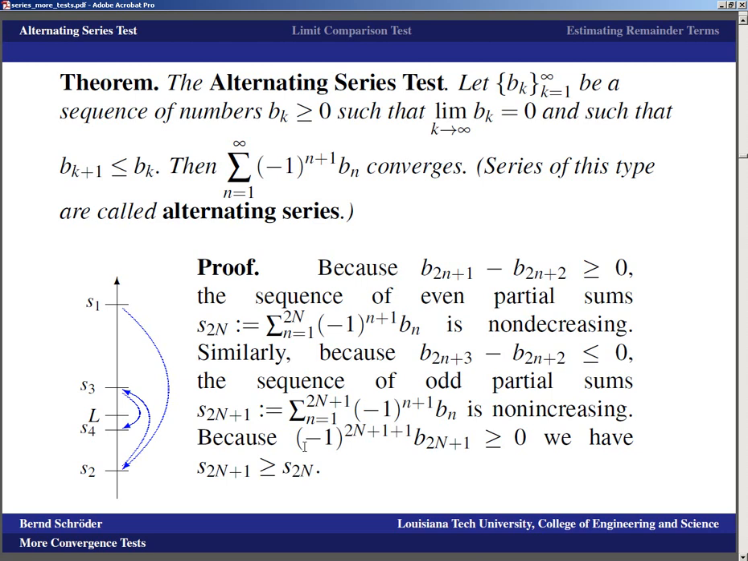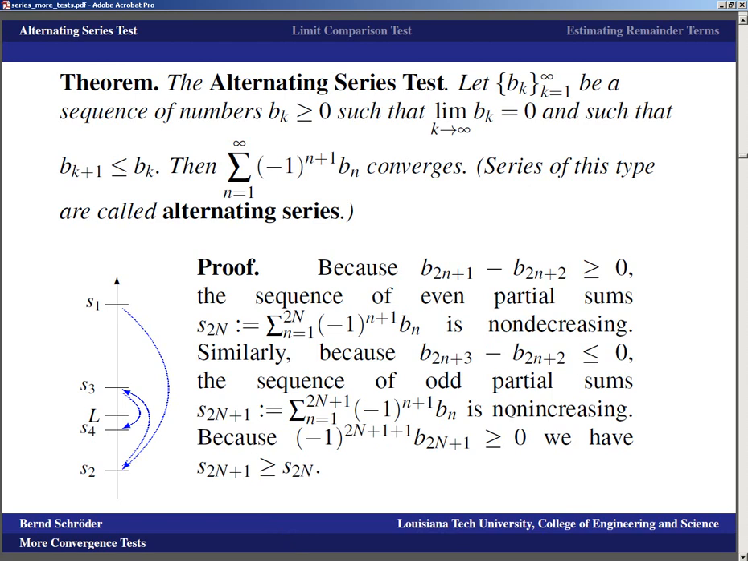And that tells me that the difference between the even numbered sum and the odd numbered partial sum is just the 2n plus first term, which is (-1)^(2n+1) times b sub 2n+1, and that's going to be greater or equal than 0. We have that the odd numbered partial sums, which are non-increasing, going downwards, are greater or equal than the even numbered partial sums, which are non-decreasing, going up.